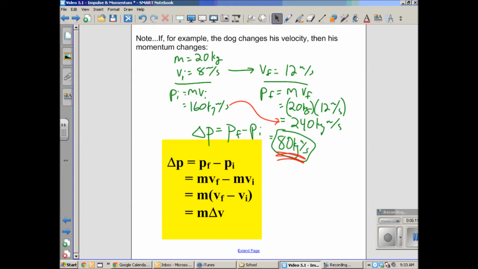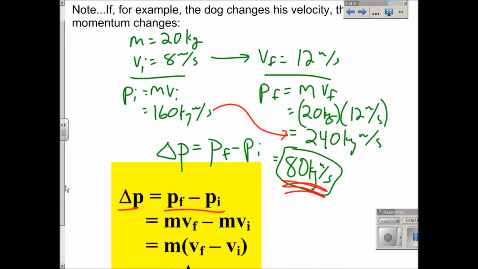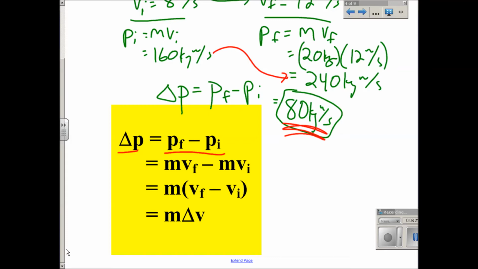It turns out that you can do a little bit of algebra here. Change in momentum is final momentum minus initial momentum. Remember, final momentum is just mass times final velocity, and initial momentum is mass times initial velocity. You can do a little bit of algebra here, factor, and get this. So there's change in momentum. That equation is going to become important in a little bit.